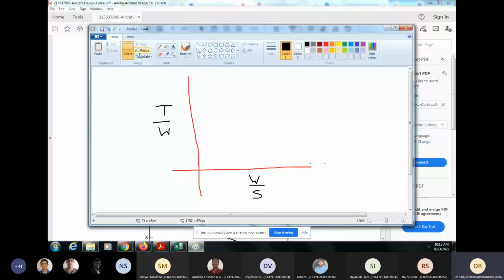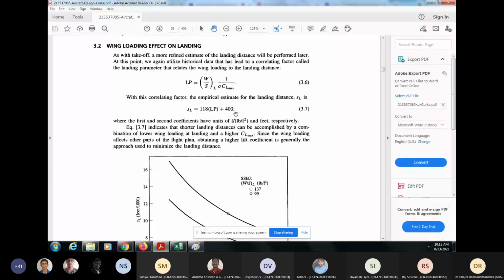So, how do you get that? Wing loading you assume as unknown and substitute in equation 3.7. You can get the wing loading. Correct? But sir, T by W isn't there. Isn't there? So, just draw one straight line for wing loading. Straight, whatever.